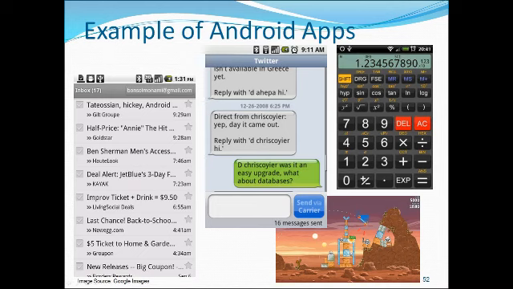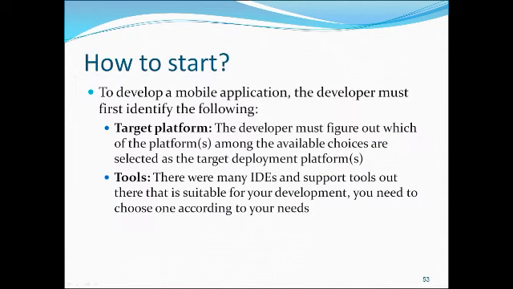You can write and develop different Android applications for different purposes, and these are some popular examples. So how to start? We need to actually know what is the target platform that we are aiming to develop our applications for, due to the differences of the platforms. So you have to have an idea whether to develop for Android, iOS, Windows Mobile, or all of them.